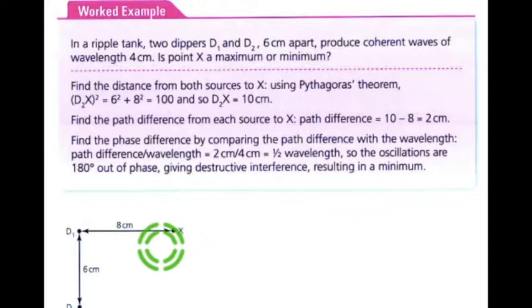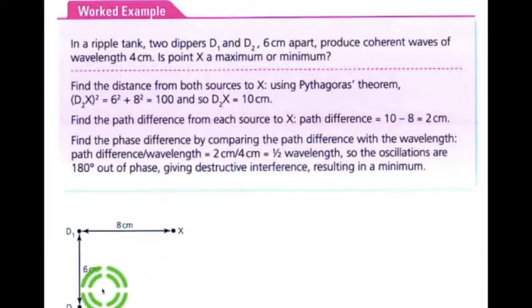To do that, we need to work out the distance each wave has travelled to point X. This wave has travelled 8 centimeters to point X, and we don't know how far the waves produced by dipper 2 have travelled to X.